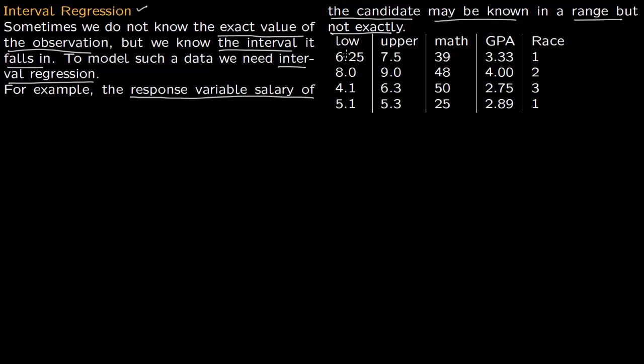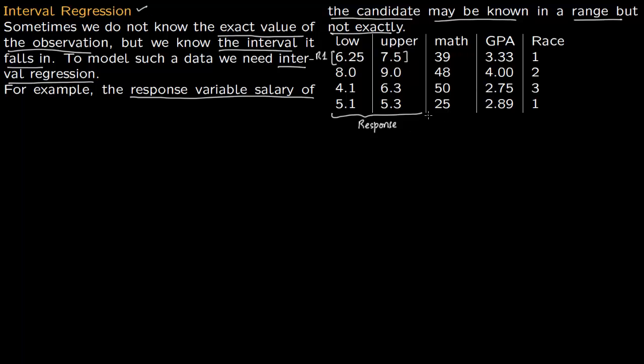Say you have a candidate whose range of salary you know. Say this is row 1, which tells about candidate 1. His lower range is $62,500 and upper range is $75,000. So the salary falls between this range. This is in thousands of dollars. So this is his response variable. The response variable is not a single value but an interval.